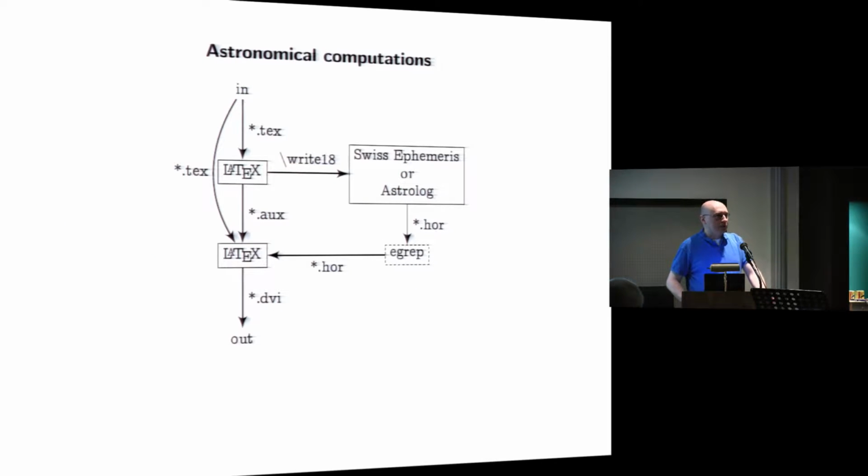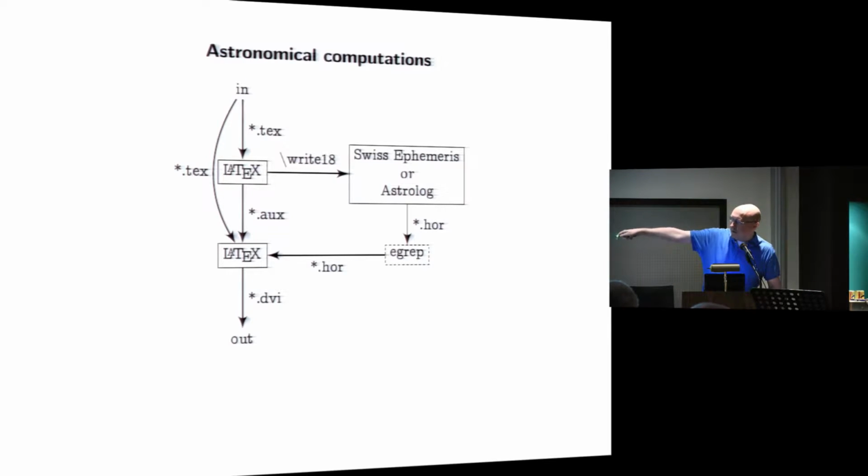How do we do the astronomical computations? Well, the way I do it is I shell out to some other external software. I offer a choice of Swiss Ephemeris or Astrolog. So it's just using the standard Write18 interface to go run this other software, which writes a file which then gets read back on a second run of LaTeX. This is all pretty predictable.